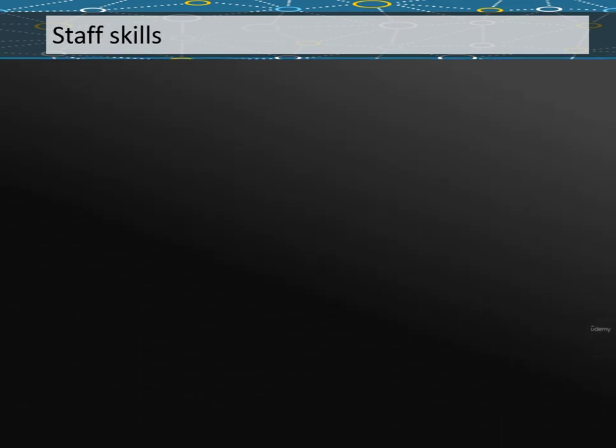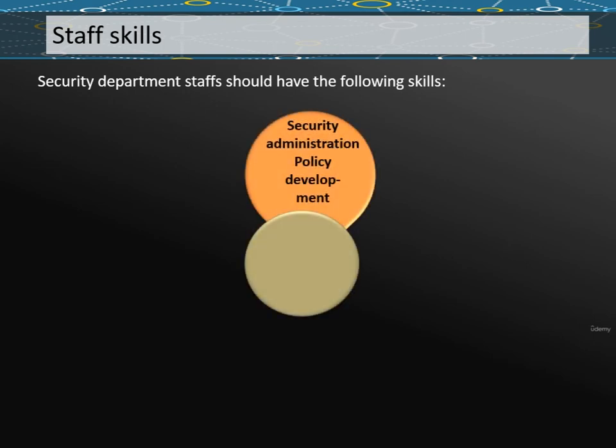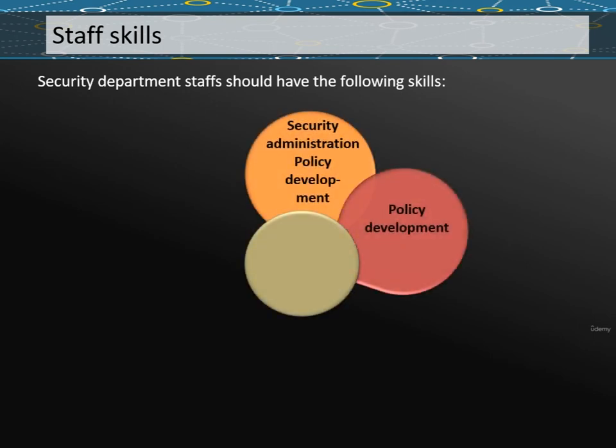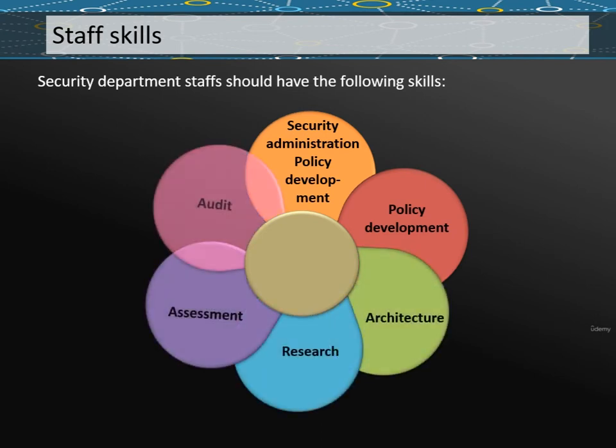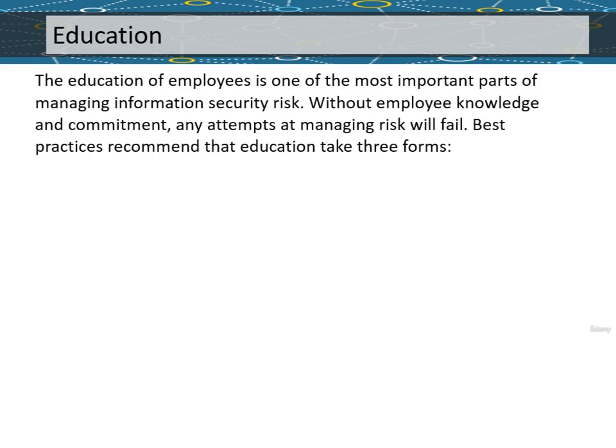Staff skills. Security department staff should have the following skills: security administration, policy development, architecture, research, assessment, audit. Education. The education of employees is one of the most important parts of managing information security risk. Without employee knowledge and commitment, any attempts at managing risk will fail.